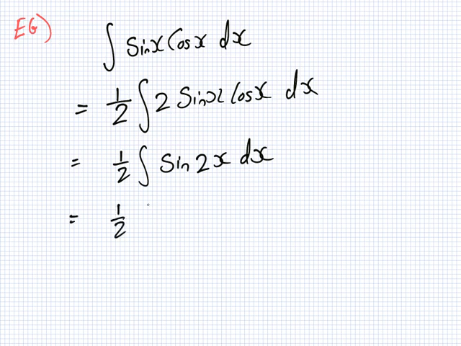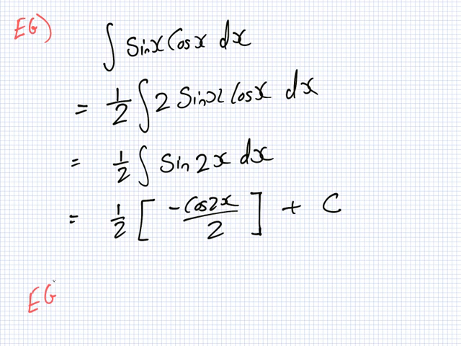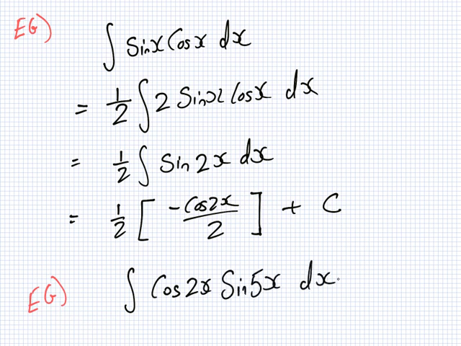That's just going to be a half minus cos 2x over 2 plus c. So you see, by using the trigonometry rule, we've simplified it a lot. Okay, but what about a little bit of a harder one now? Let's say you have something like integrate cos 2x sine 5x dx.